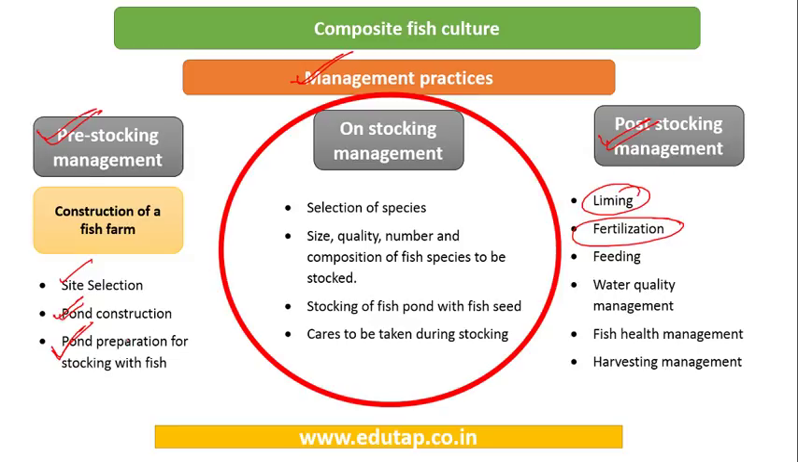Right? And again, for preparing the pond, we want to destroy the unwanted aquatic weeds. We want to destroy the predatory fishes. For that, we have studied what are the means that are available. We have seen a list of herbicides. We have seen its trade names. So all these things you need to keep in mind, right?